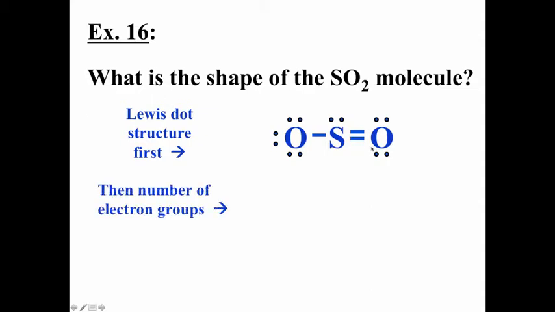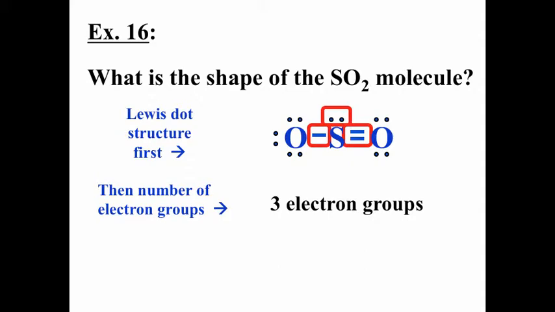Okay, now to get the shape, we have to ascertain the number of electron groups. And again, it's around the central atom. So you might want to pause and think about how many electron groups that will be. And hopefully you came up with 3 electron groups. Single bond is one group. Double bond is one group, so that's a second group. And then the lone pair is one group, so that's a total of 3 electron groups.